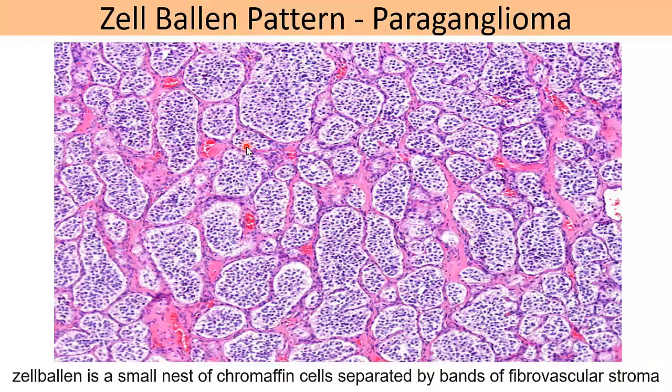Then we have a gel balloon pattern, which is seen in paragangliomas and pheochromocytomas. In this, the gel balloon is a small nest of chromaffin cells which are separated by bands of fibrovascular stroma. Nested chromaffin cells separated by fibrovascular stroma. This is called gel balloon pattern and is characteristic of paragangliomas.